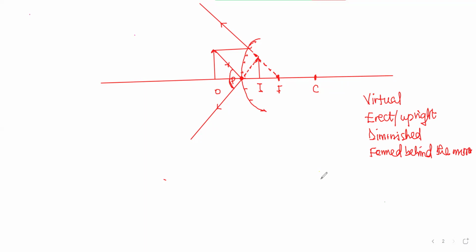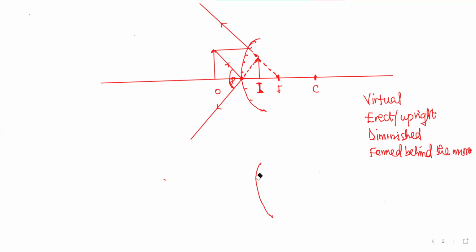I want you to take note of one thing. The image is formed, though it's behind the mirror, but it's formed between the pole and F. It is restricted between the pole and F. And that is the general position for all positions of the object.